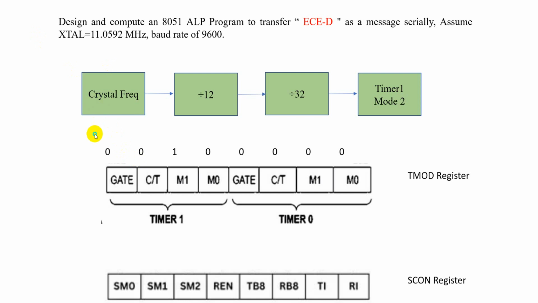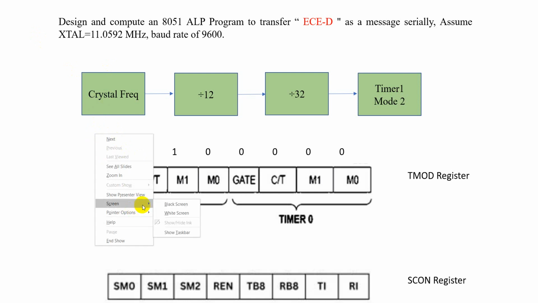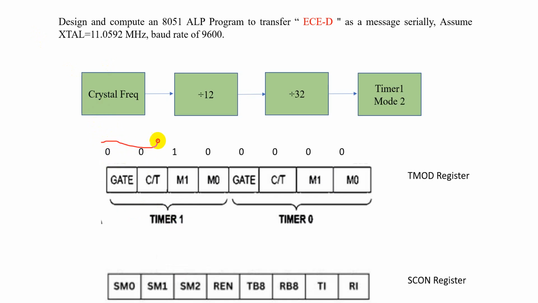For its corresponding hex values, this nibble is equivalent to 2 and this nibble is equivalent to 0. So we have to configure the TMOD value as 20. Why? Because we are going to use timer 1 in mode 2. Timer 0 we are disabling, so we make it all 0, and for timer 1 mode 2 we make it 10.